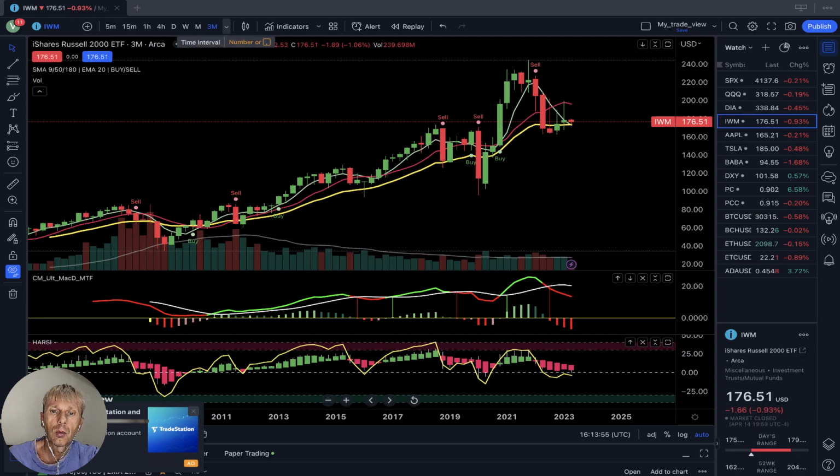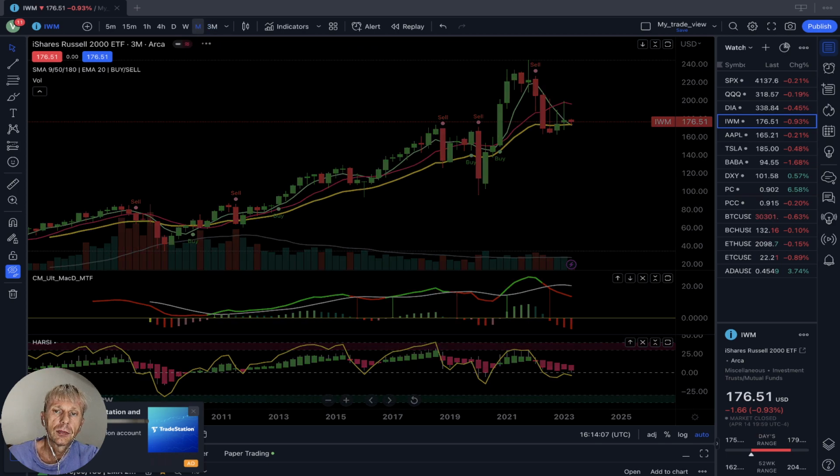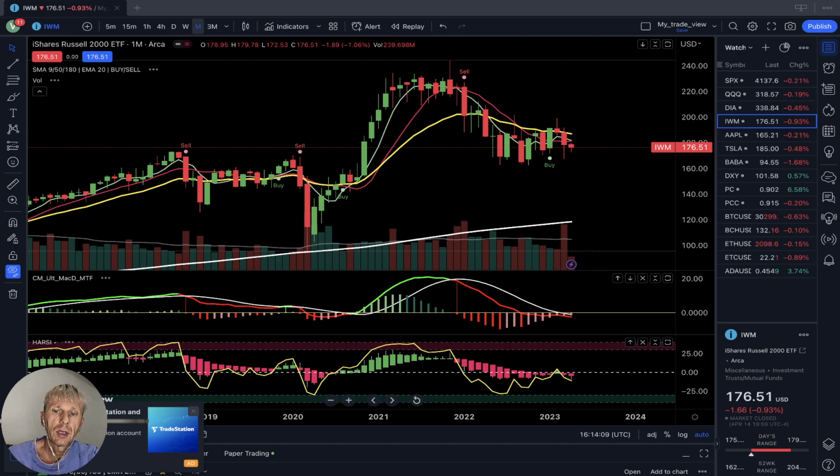IWM, let's see, quarterly. Bearish trend on all indicators. It's close to 20, but still bearish on quarterly time frame. On monthly time frame, it is bearish also on all indicators. Even though it's in buy mode, it is still bearish, and the last bar is below all moving averages, below 20. It is a bearish trend.